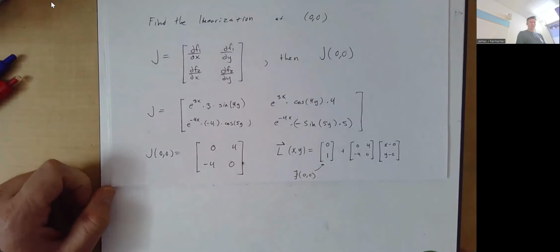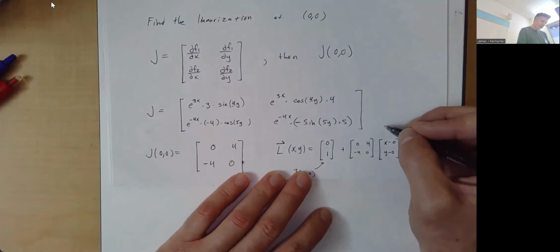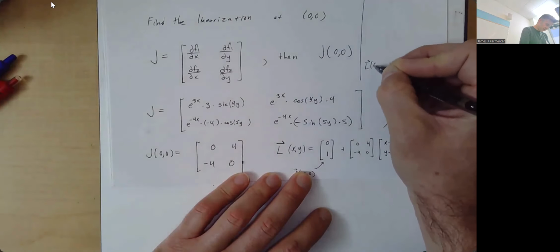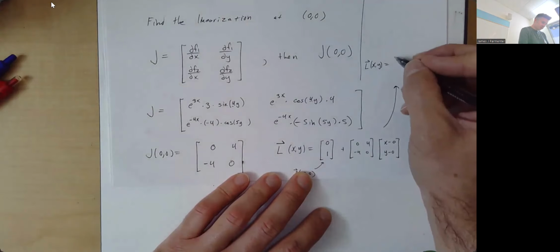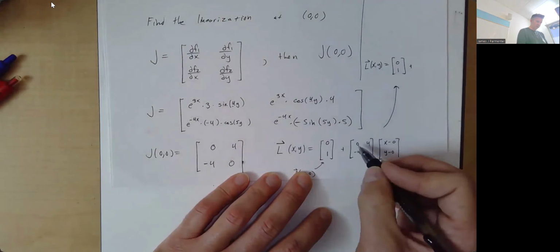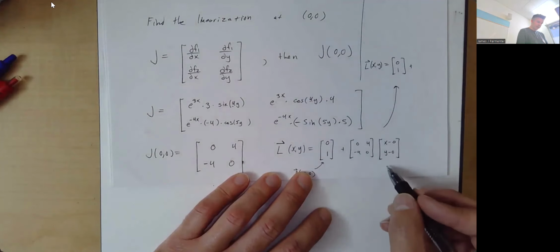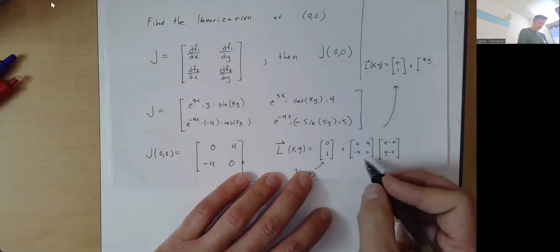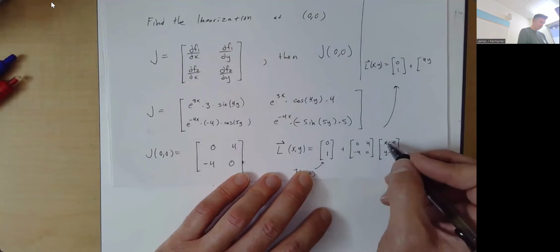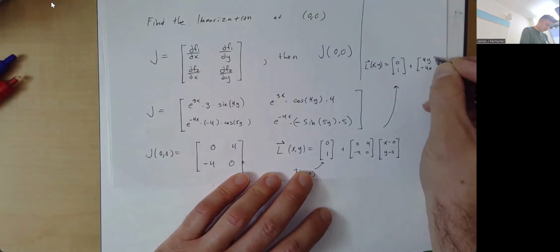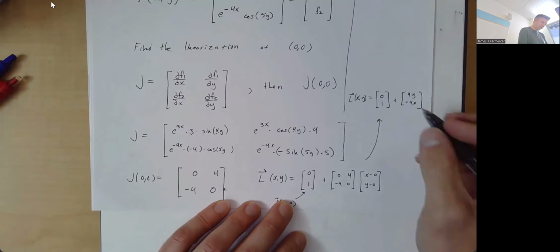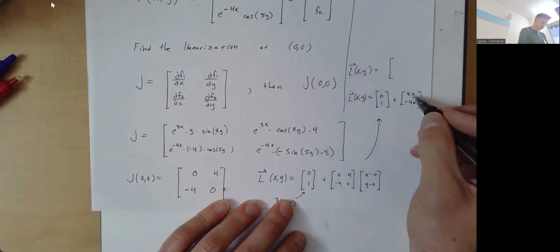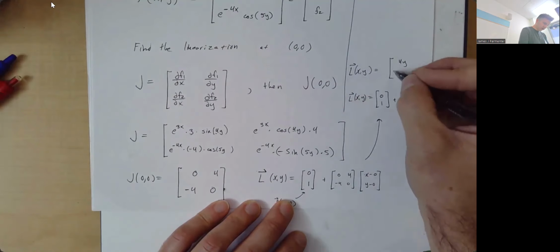And then if you wanted to write this as one thing, of course I've run out of room here, I know it's kind of terrible to go back that way. L of xy equals 0, 1 plus, if you multiply this out, 0, 4 times xy is going to be 0 times x plus 4 times y, which is just 4 times y. And then negative 4, 0 times xy is going to be negative 4 times x plus 0 times y. So if you want to write this as one vector as your final answer, you can write L of xy equal to the vector 0 plus 4y and then 1 minus 4x.